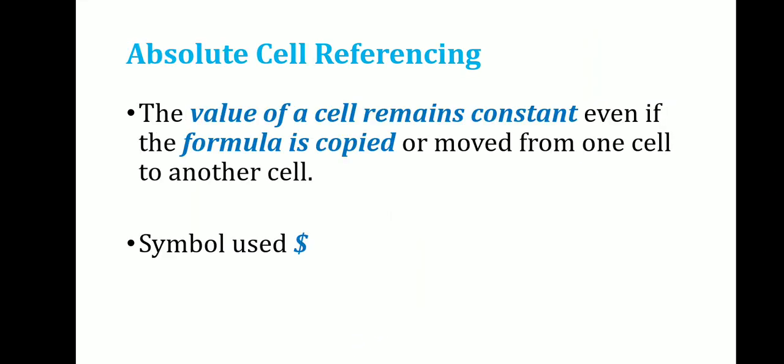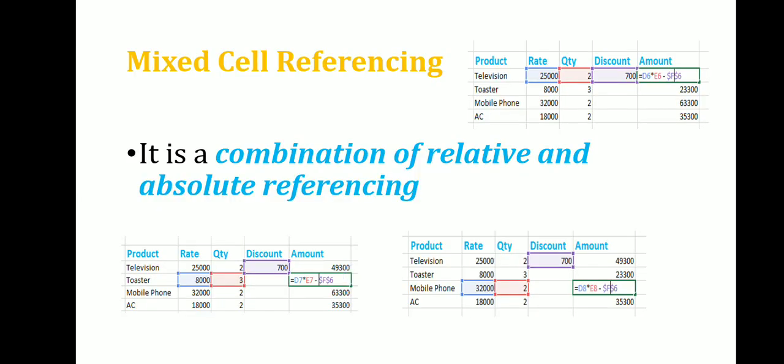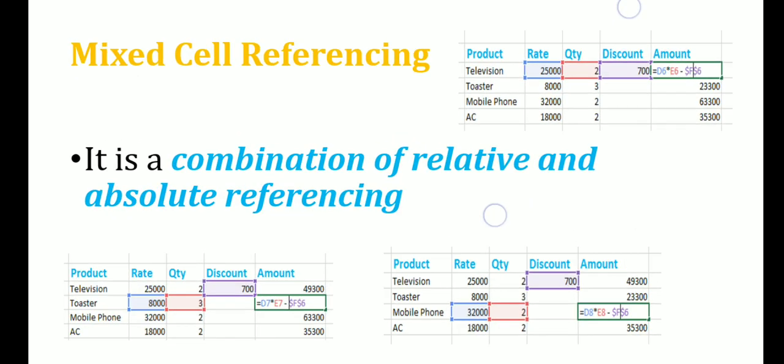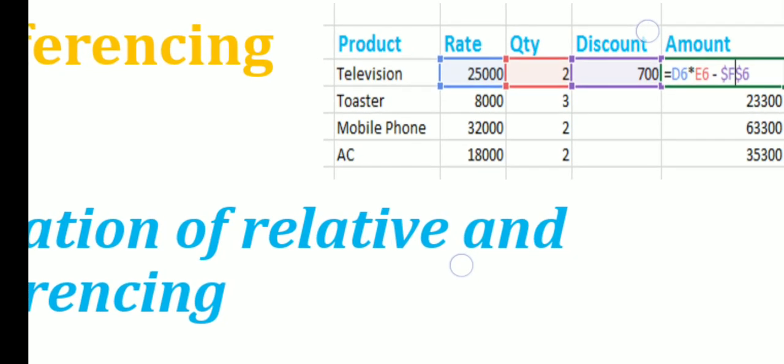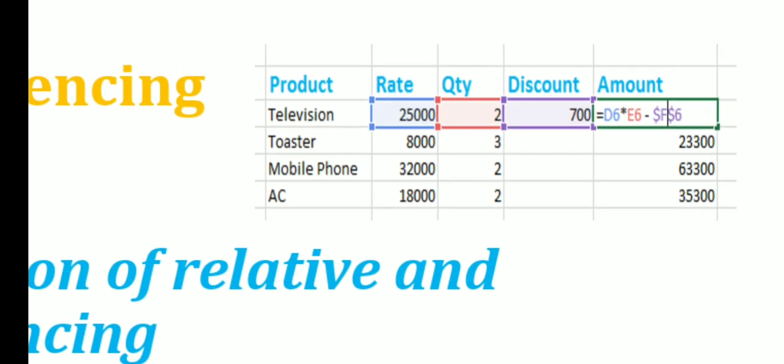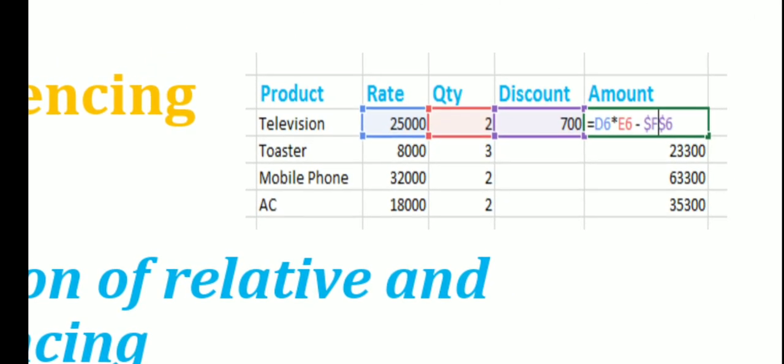Next category is absolute cell referencing. Absolute in the sense it is the opposite of relative. Here, when you copy a formula, the value of the cell remains constant. That is, the value will not change. Now I am giving you an example for this. See here, in this table, I have used a formula D6, E6, $F$6.